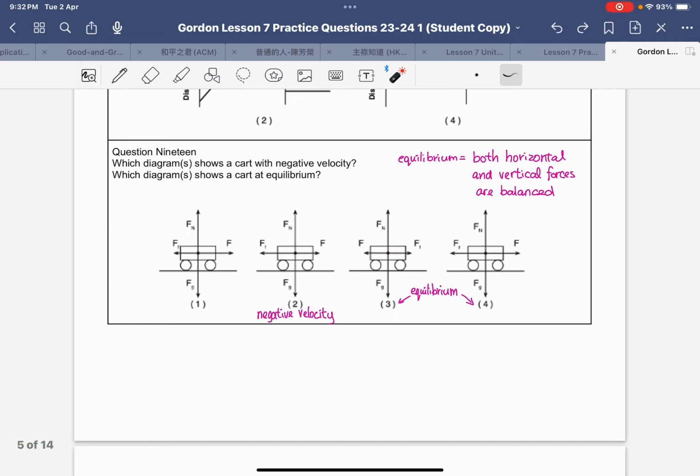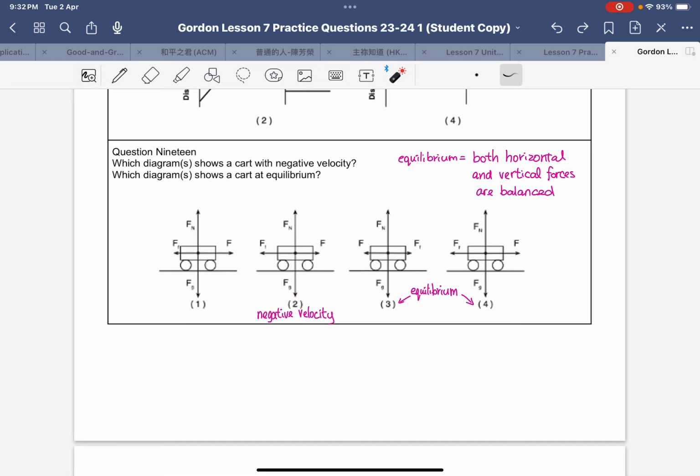Question 19. Which diagram or diagrams show a cart with negative velocity? Negative velocity would mean that the cart is moving in that direction. If you look, this one has unbalanced forces, so the cart should be moving in that direction. And this one has unbalanced forces. This one's the larger one, so that's why I chose this one to be moving in a negative velocity.